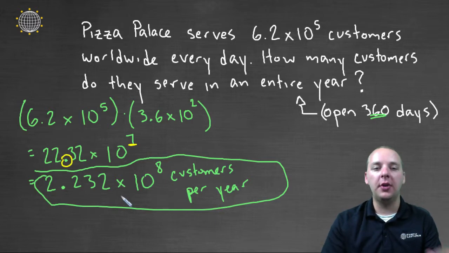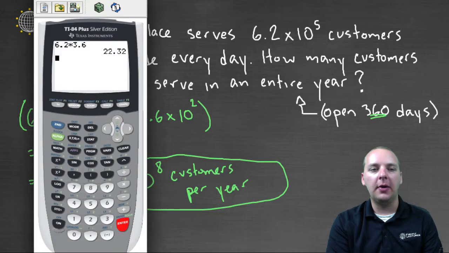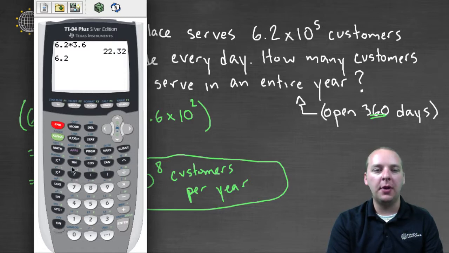Now, very quickly, I'm going to show you how to do the whole thing just on the calculator. So if you get your calculator back out, you see this EE button above the comma. That can actually handle everything all at once. You can take 6.2 EE, which is 6.2 times 10 to the fifth on a calculator, multiplied by 3.6 EE, which means times 10 to the second.